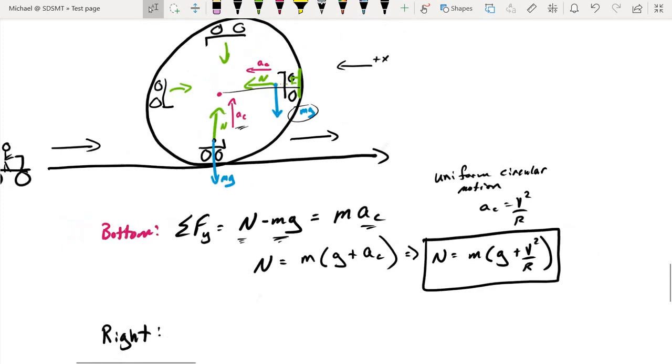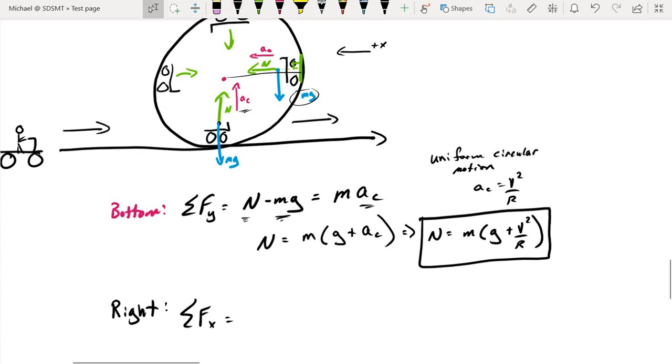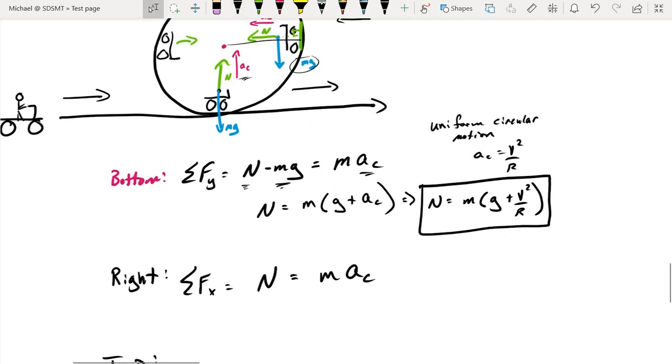So we'll come down here and we'll start putting together a sum of forces. Sum of forces along the x direction at the right-hand side of the track. The only thing that I have in the x direction is the normal force. That's it. So it's responsible for taking the mass of the bike and the rider and accelerating it at a rate of a, or we can rewrite a sub c as v squared over r.